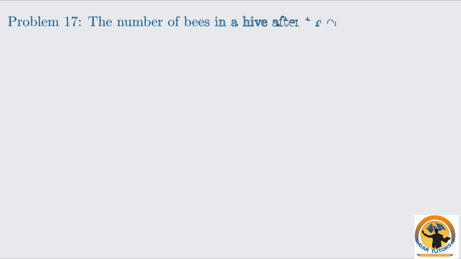Let's begin with a modeling problem. We'll analyze the growth of a bee population using a logistic model. The number of bees in a hive after t months is modeled by the function b(t) = 3,000 divided by the quantity 1 + 0.5 e^(-1.73t).